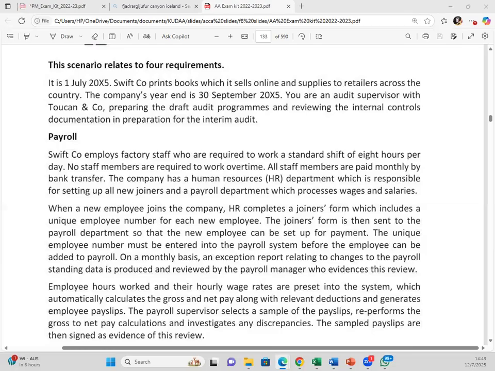Swift Company employs factory staff who are required to work a standard shift of 8 hours per day. No staff members are required to work overtime. All staff members are paid monthly by bank transfer. The company has a human resource HR department, which is responsible for setting up new joiners, and a payroll department, which processes wages and salaries. I see a key control there. What is the key control?